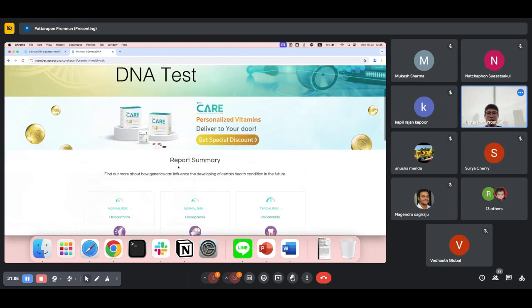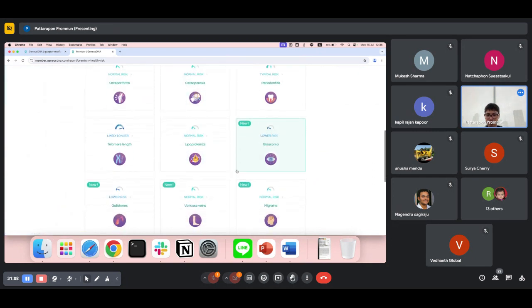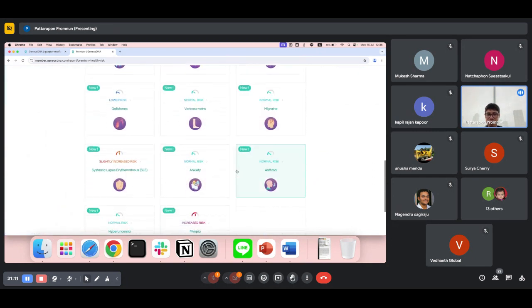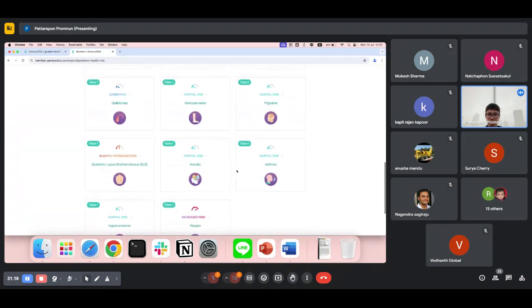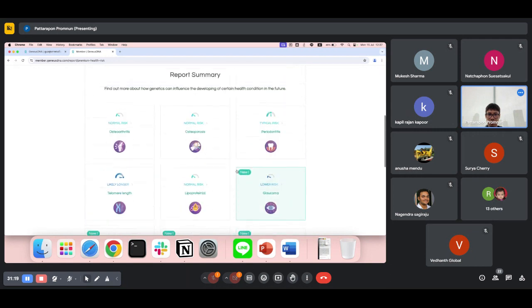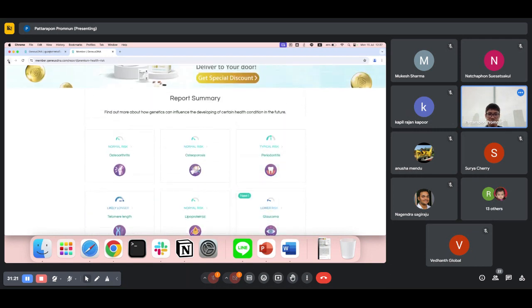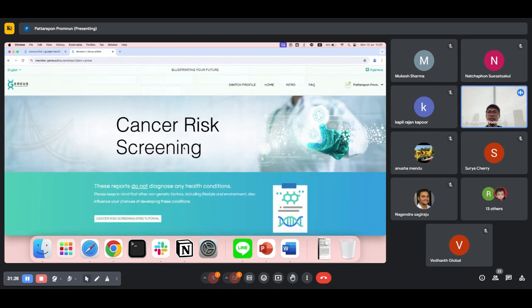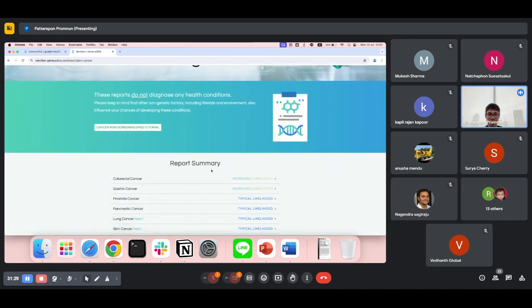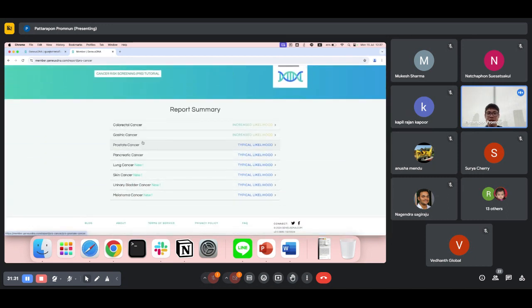Okay, let's get to premium health risk first. Here we have more diseases. And okay, let's get to the cancer. We separated the cancer risk screening as a separate topic. These are all the cancers that we test: colorectal cancer, gastric cancer, prostate cancer. For male, we have prostate cancer, but female do not have this topic.